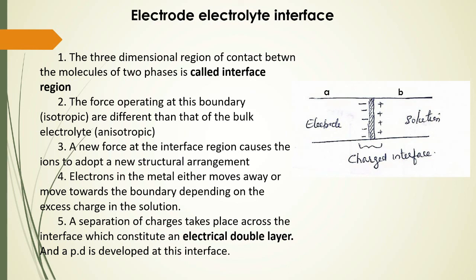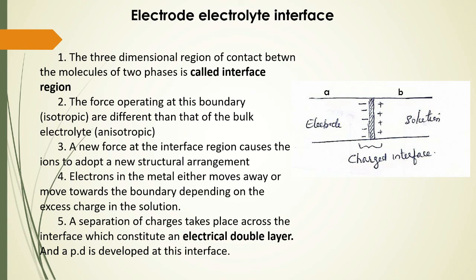Actually, the metal electrode surface consists of labile electrons, and these electrons can either move away from or move towards the boundary, which depends upon the excess charge on the solution side of the phase boundary. Because of that movement of electrons from the electrode side, a charge will be induced on the metal, and this charge will be equal and opposite to that on the electrolyte side of the phase boundary. After the creation of these charge pairs, a separation of charges takes place across the interface.